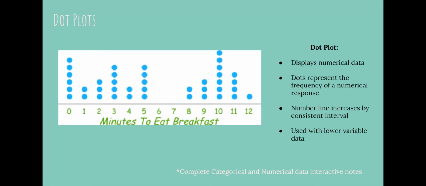Our number line increases by a consistent interval. Usually that interval is 1. So here it's going 0, 1, 2, 3, so on. You could go by twos if that was important to you, but most of the time you're going to see them increase by 1. And this is used with lower variable data because we need to see an overlap in responses to be creating a dot plot that is useful.